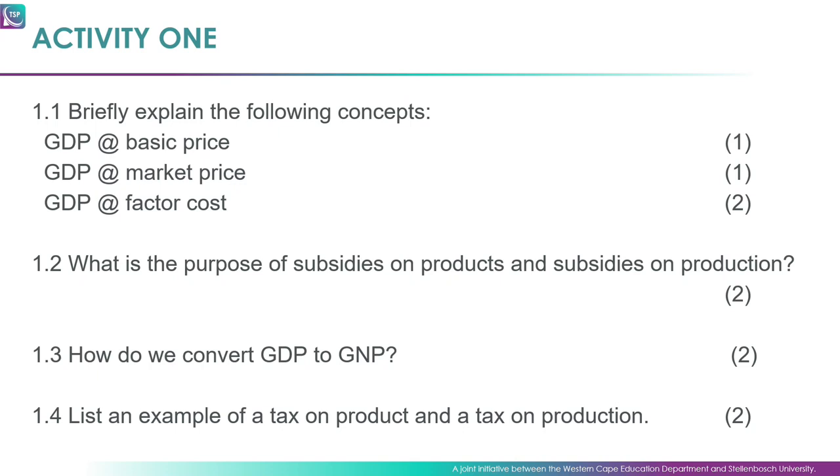Whereas if you look at the third one, where they ask you to explain GDP at factor cost, there it is 2 marks, then you need to give us a full sentence. Okay? So if it's a 2-mark answer, then you please need to give a full sentence. So, right. GDP at basic price, GDP at market price, GDP at factor cost. I'm going to give you 1 minute to just think about that quickly.